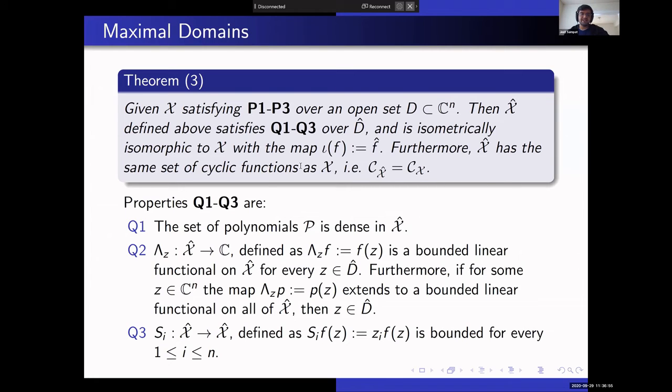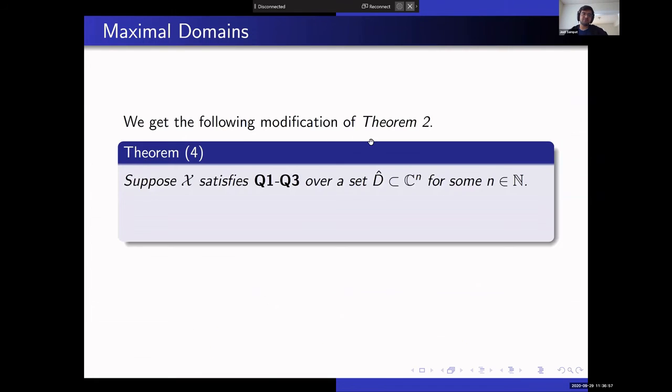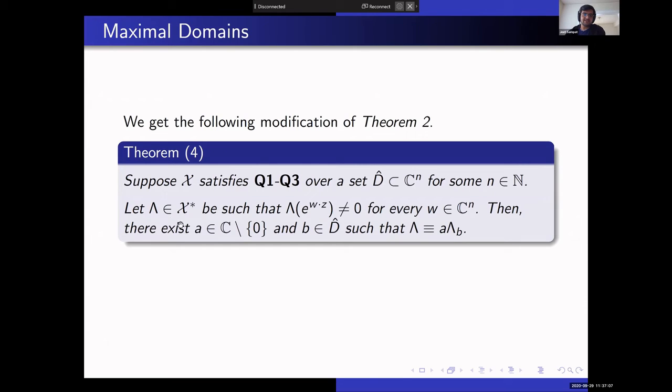Now, with this theorem in mind, we can rephrase or modify theorem 2 as follows. If X satisfies Q1 to Q3 over a set D hat, then all linear functionals that take these exponentials to a non-zero number have to be a constant multiple of point evaluations. And we can just bypass the whole Taylor spectrum stuff. But at least we know now that the set D hat is very contained.